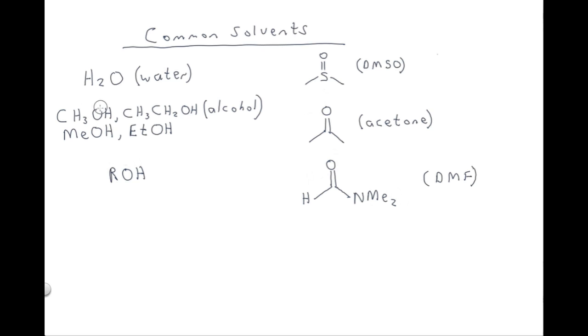This could be called methyl alcohol. Here's another way to write methyl alcohol. This could be called ethyl alcohol. Here's another way to write ethyl alcohol. I'm writing this in a bunch of different ways because these are different ways that you might see this represented on exams. There are other alcohols that might also be used as solvents, such as propanol, propyl alcohol. These are just a couple examples of common alcohol solvents.